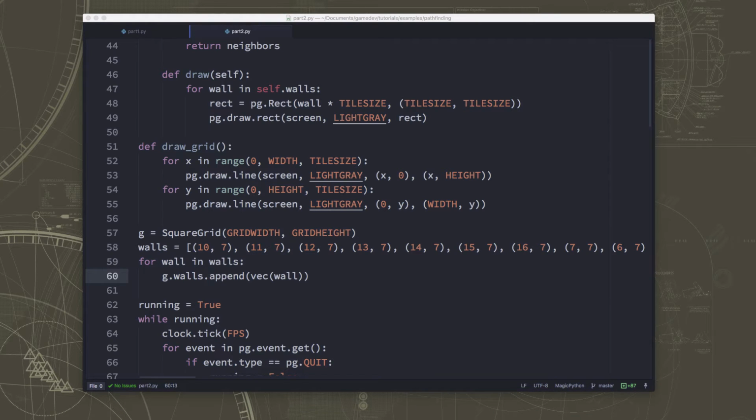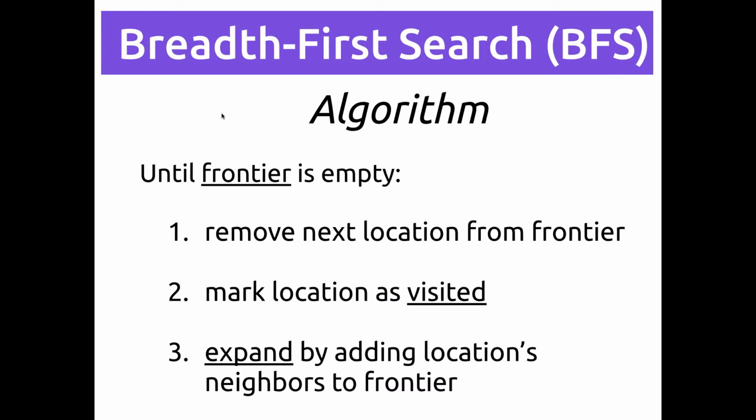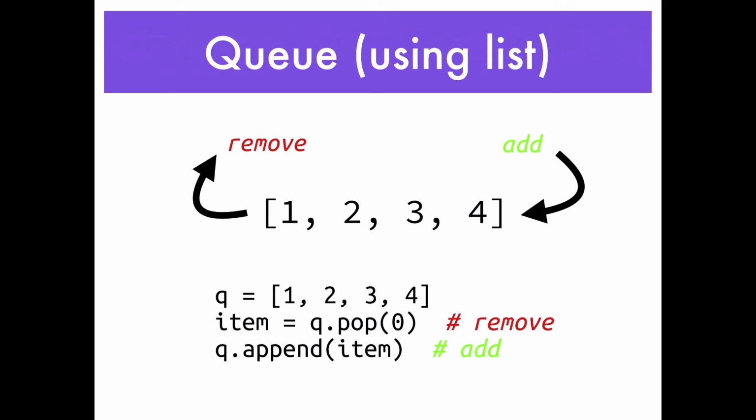So the first thing we're going to need is, let's look back at the algorithm for a second. We're going to need a frontier, and we're going to need a list of visited tiles. The list of visited tiles is just so we keep track of which ones we have visited. And this frontier is where we're adding and removing the tiles as we look at them. But we need to do them in order. The first one that we add to the frontier should be the first one we take out. And so we need what's called a queue.